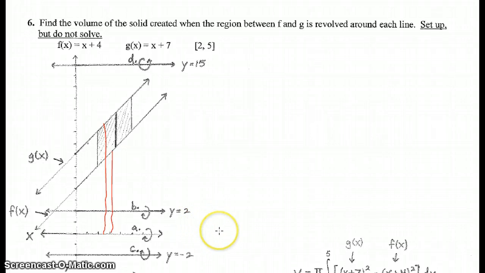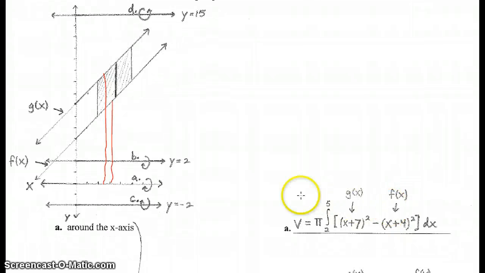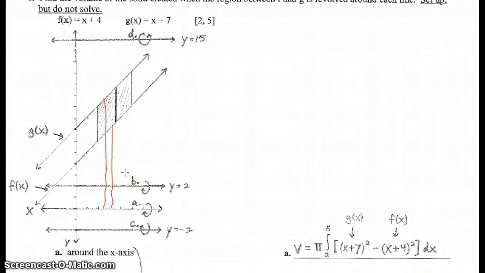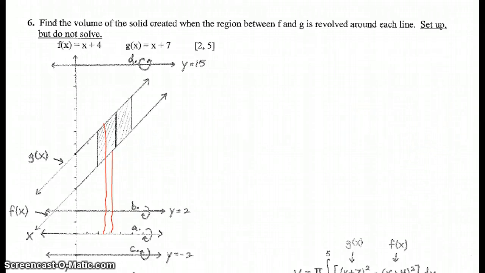So if we were going to set up the integral, it would be as simple as pi times the integral from 2 to 5 of g of x squared minus f of x squared dx. And you can see that right here. Since we are setting up only, that is our answer. I did fill in g of x, x plus 7, and f of x to be x plus 4. Definitely the easiest of our 4 that we're going to look at here.